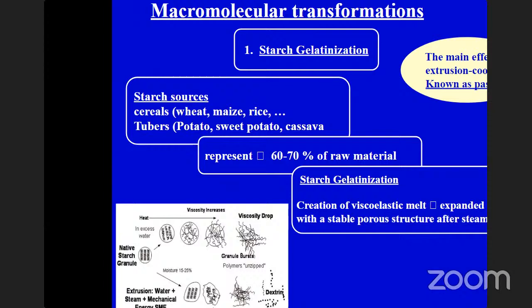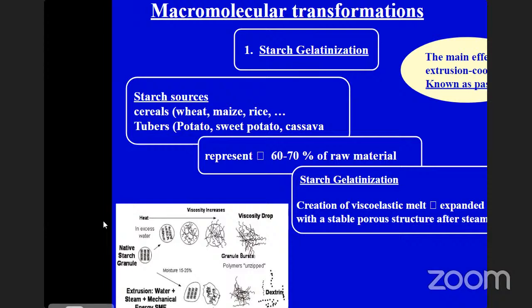Starch represents about 60 to 70% of raw materials, and we have starch from cereal or legume flours like wheat, rice, maize, barley, and sometimes from tuber flours also, such as potato and cassava, which are used for producing breakfast cereals, snack foods, and pasta and biscuit dough.